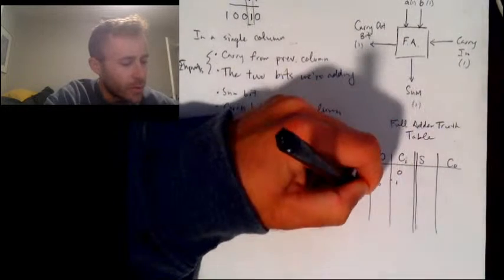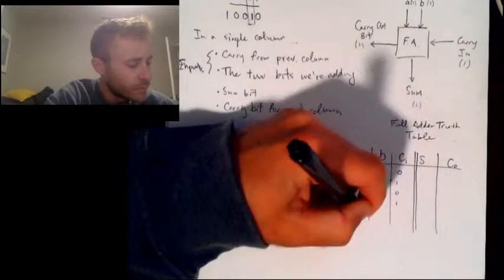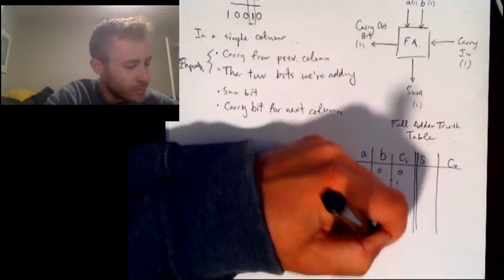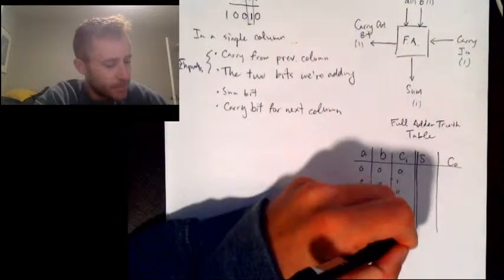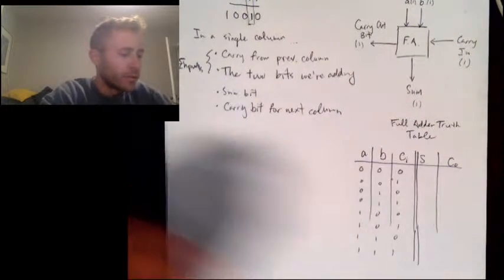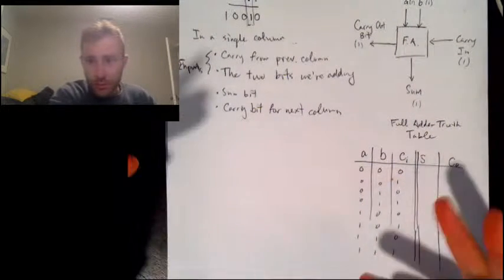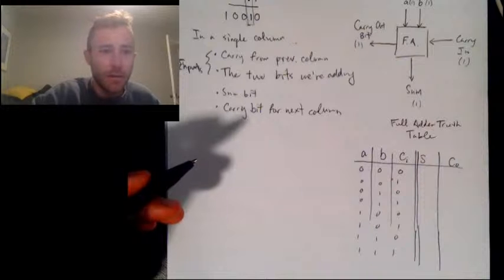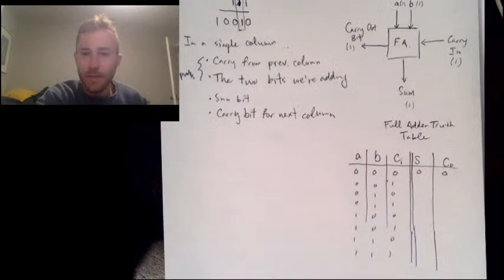No one knows how many combinations there are? There's 8. Okay, so 0 plus 0 plus 0 equals 0. And there's obviously no carry.